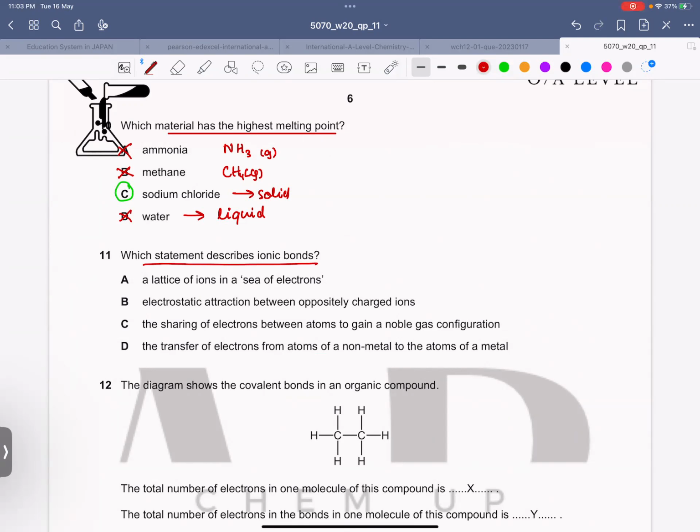Okay. Ionic bond is between ions, and ions are oppositely charged. So the lattice of ions in a sea of electrons, completely wrong. It's for a metallic bond. Electrostatic attraction between oppositely charged ions, yes, this can be a correct answer. The sharing of electrons, no, completely wrong. It's for covalent. The transfer of electrons from an atom of a non-metal to an atom of a metal, that is wrong. Normally metal loses its electron, so D is also wrong. Yes, very good, Hassan. So the correct answer is B.